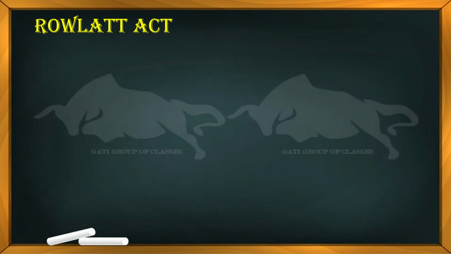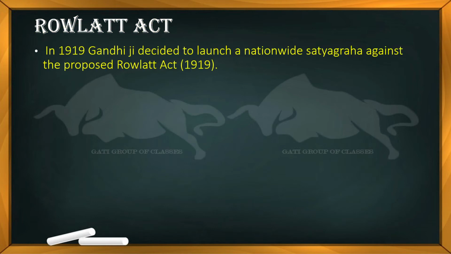This is the most important topic that we have to do, because there can be a question in your exam for 3 marks about the ROWLATT Act, or it can be of 5 marks also. So you people have to see this very carefully. So first of all, in 1919 Gandhiji decided to launch a satyagraha against the ROWLATT Act. Now what is the ROWLATT Act?